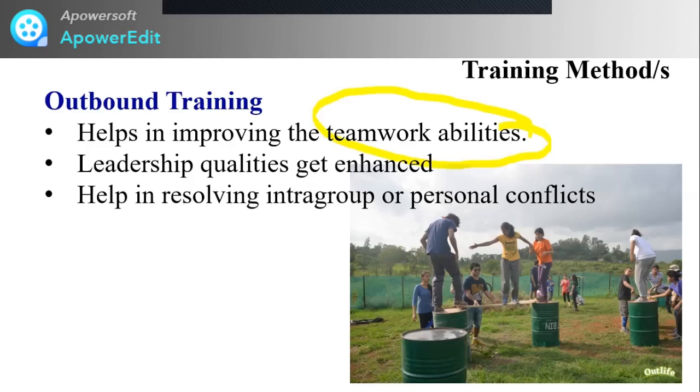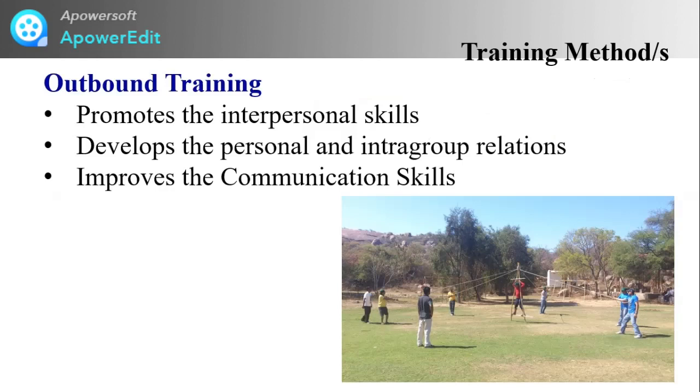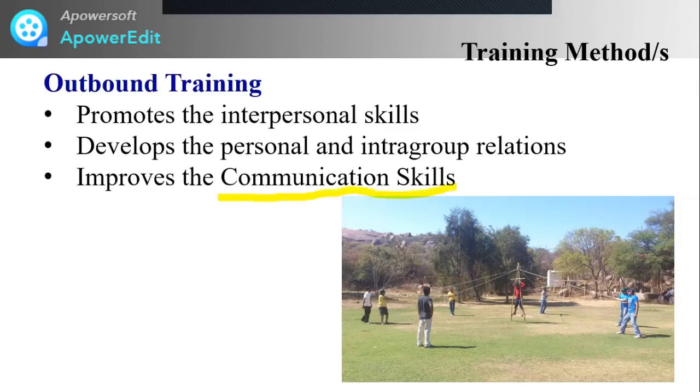Then it helps in resolving intergroup or personal conflict. At the beginning of the work, sometimes there may be a conflict, different purposes, different ideas, different plans, but finally they agree to a single proposal, then complete the task during the outbound training. This training method is important to develop interpersonal relations, intergroup relationships, and team building especially. Then it promotes interpersonal skills, improves the communication skill. Some outbound training directly leads to developing the communication skill of the participants.